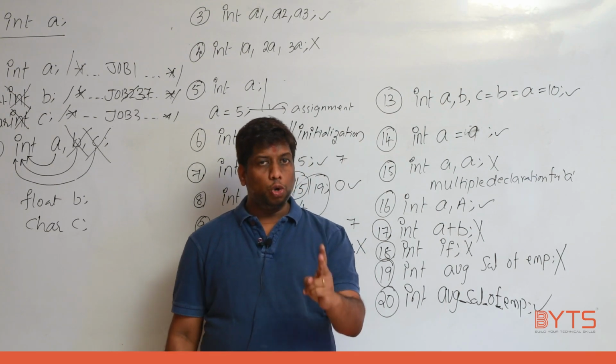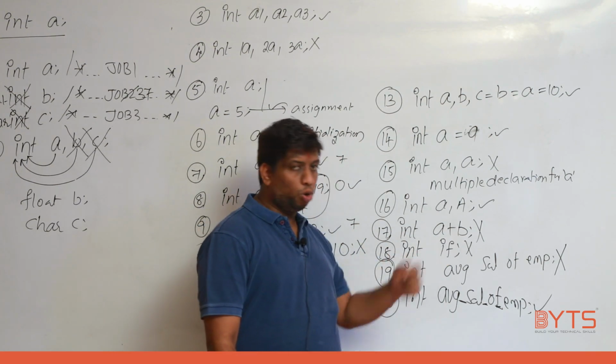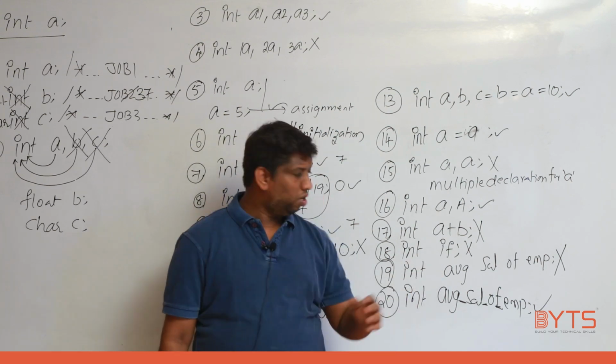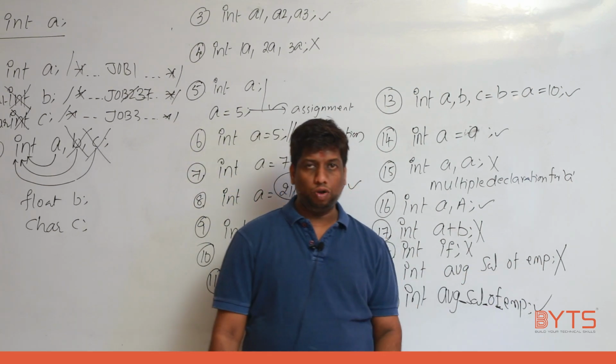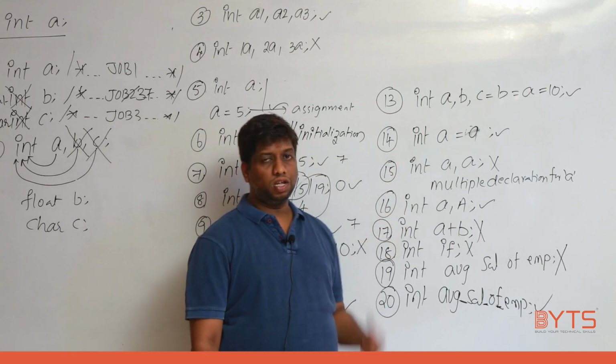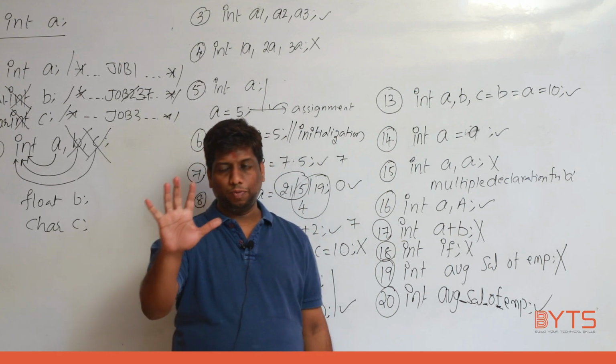Second point, no operators are allowed. Third point, no keywords are allowed. Fourth point, no spaces are allowed. Okay, very important point, that is fifth point, two variables cannot have the same name. So totally 5 points I am going to discuss.